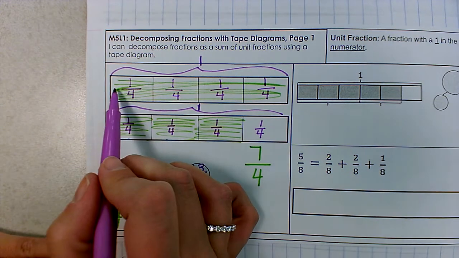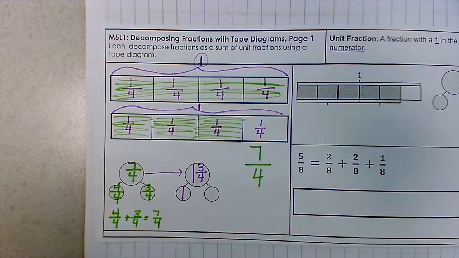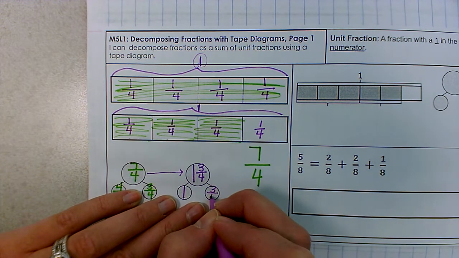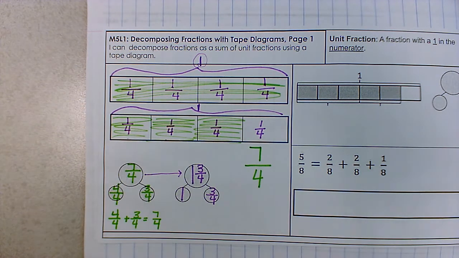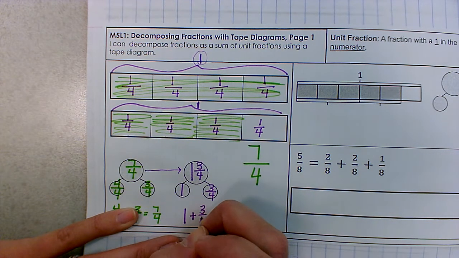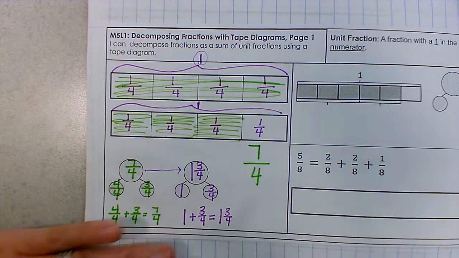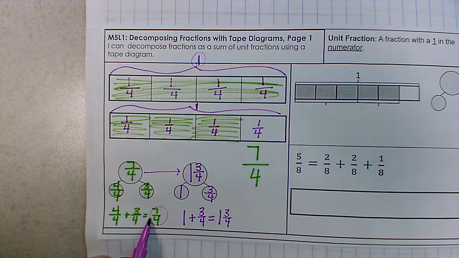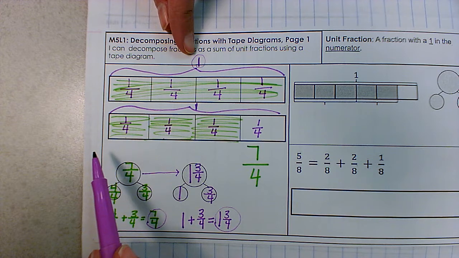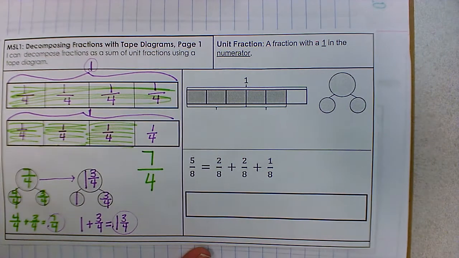And so now when I look at it, instead of saying 4/4, I can say, well, that's just 1. And then left over, I still had 3/4. So when I write this as a number sentence, it looks like 1 plus 3/4 equals 1 and 3/4. This number is the same as this number. It shows me the same tape diagram. Okay? All right, we're going to do two last problems.